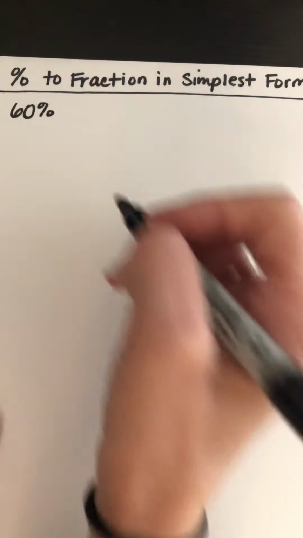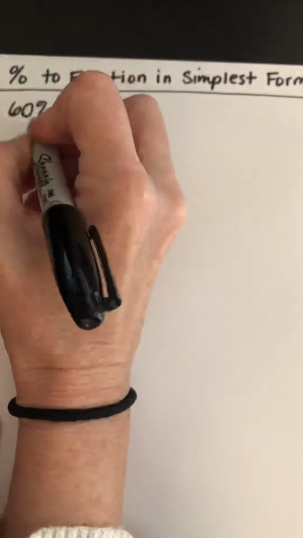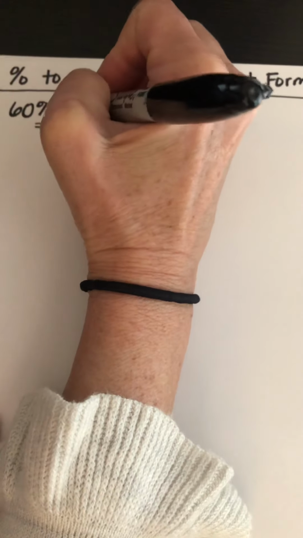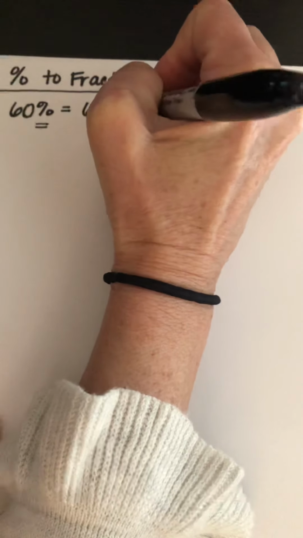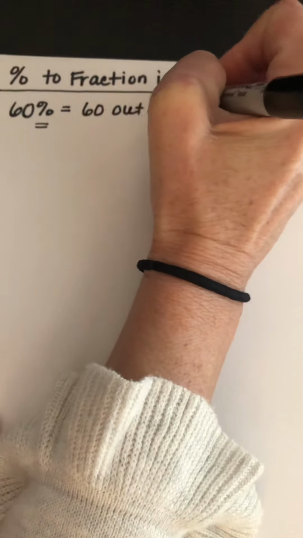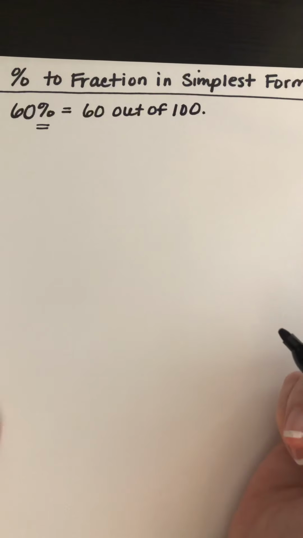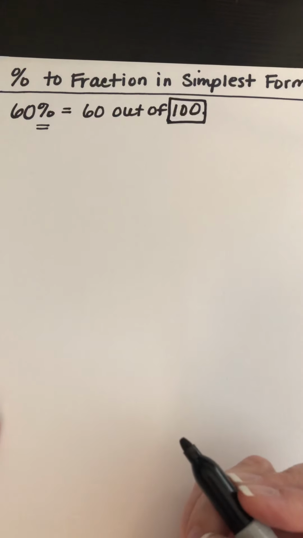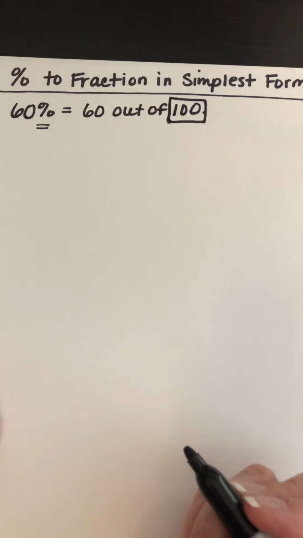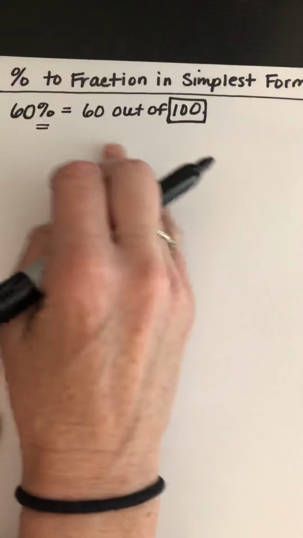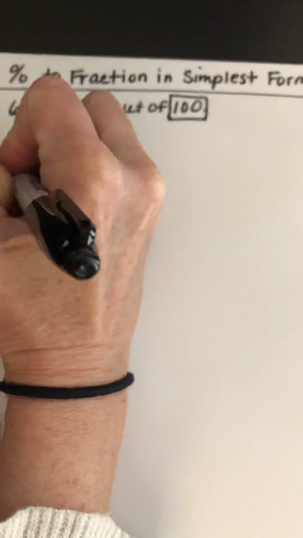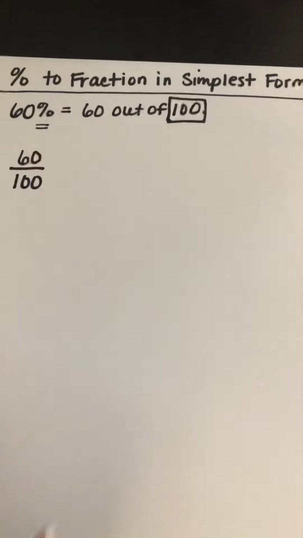Well, we're going to know that whenever we're talking about percent, percent is always out of 100. So it's 60 out of 100. 100 is going to be our key word there, right? It's always going to be out of 100. So I have to put this now as a fraction. So if it's 60 out of 100, I can write it like that as a fraction.